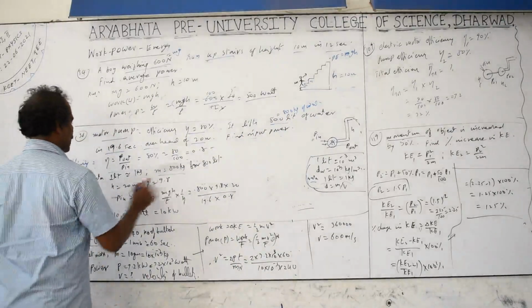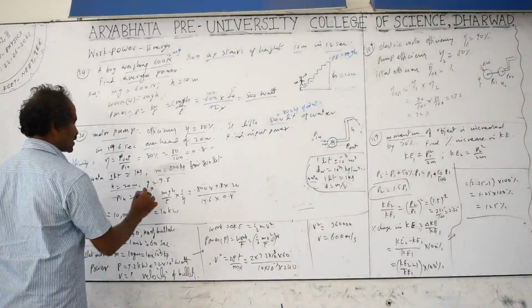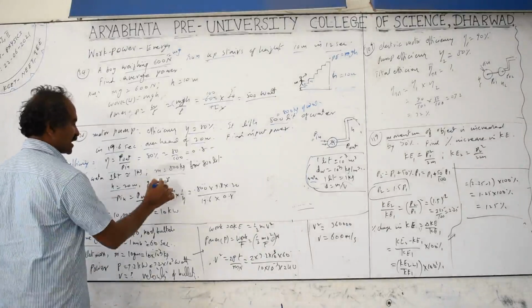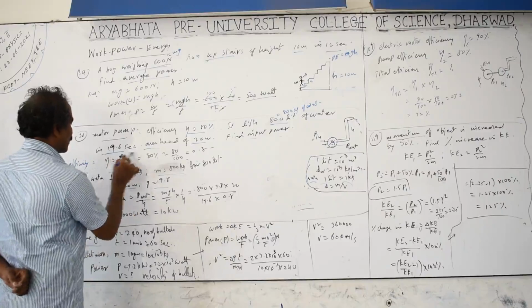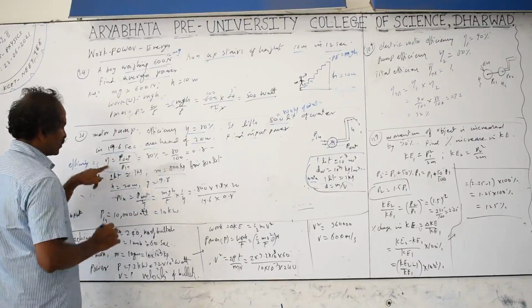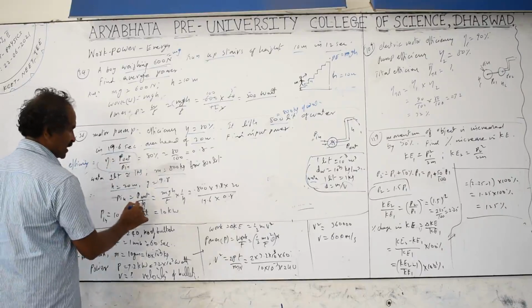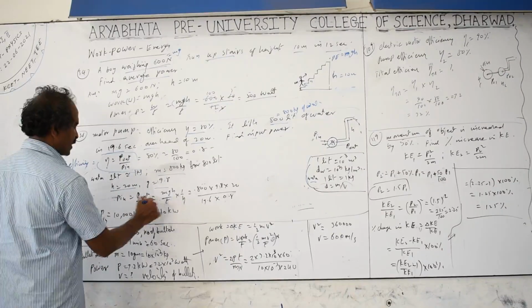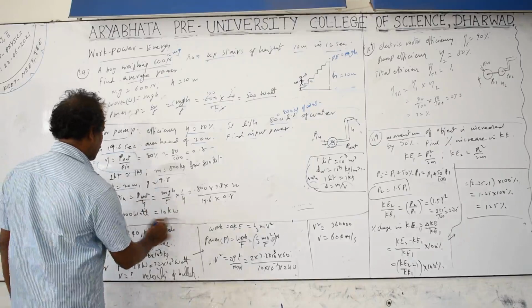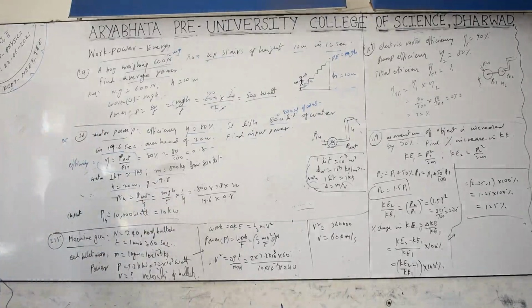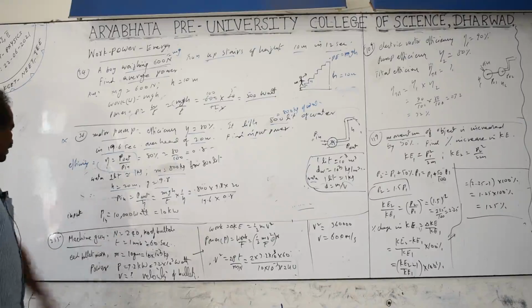Mass is 800 kg and the height lifted is 20 meters. g is not given, so you have to use 9.8 in SI units. Efficiency is equal to power output by power input. So power input is equal to power output by eta, that is mgh by eta into t in the denominator. Substitute the values and you will get the answer as 10,000 watts. The SI unit of power is watts, so that is equal to 10 kilowatts.